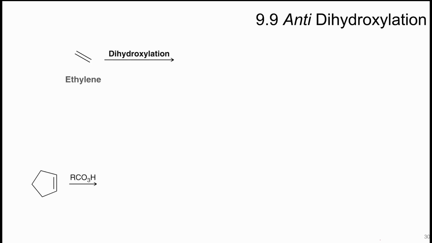Another reaction that we can do with alkenes is a dihydroxylation, which, if you can imagine, is adding two hydroxyl groups across a double bond. This is ethylene glycol, which is in antifreeze. It has a sweet taste. So a dihydroxylation is addition of two alcohols across a double bond.